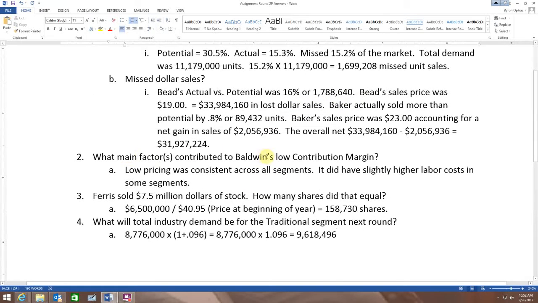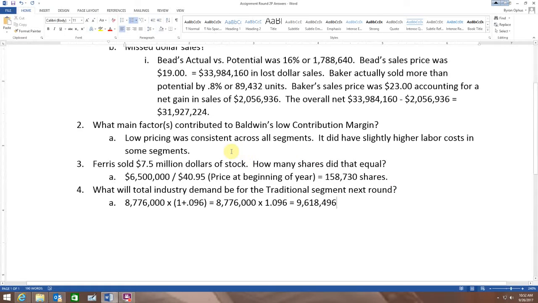So, what main factors contributed to Baldwin's low contribution margin? Okay, I want you to get used to me saying this. There's only two things that affect contribution margin. One is price. Two is variable cost. Okay, so a higher price is going to increase contribution margin. A lower price is going to decrease contribution margin. Okay, higher variable costs are going to decrease contribution margin.